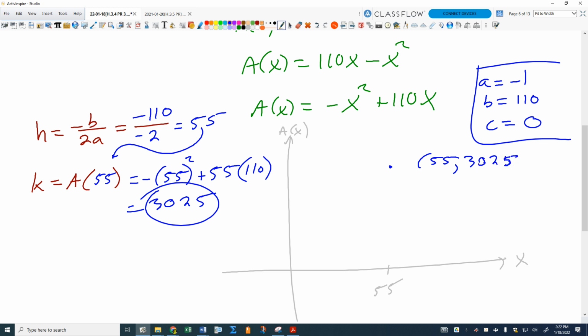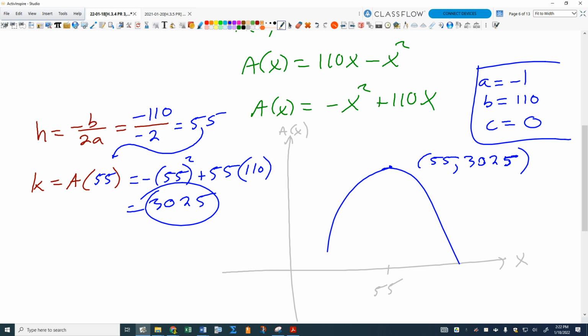Oops, I can't read that. Okay, and we know that this is going to open down, so we got it, right? There's our maximum. Now we were fortunate because we had a function that's only got one vertex, right? And if it opens down, we can find a maximum that way.